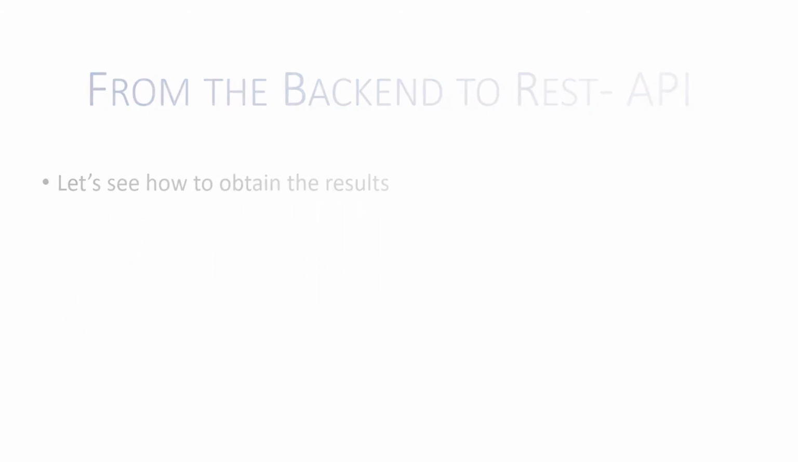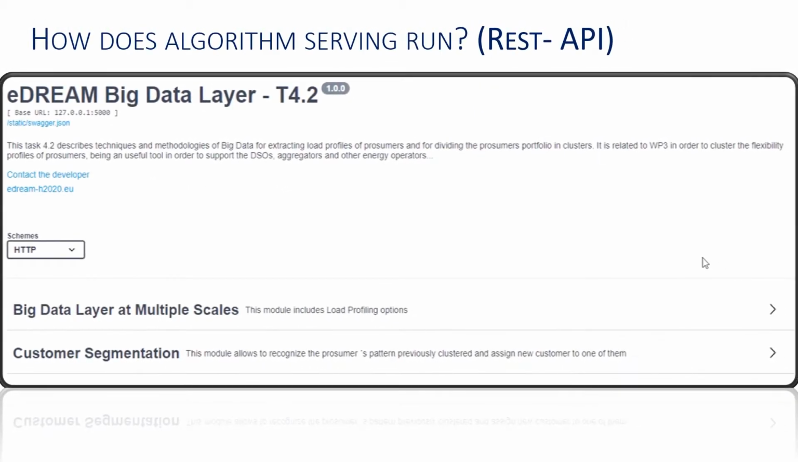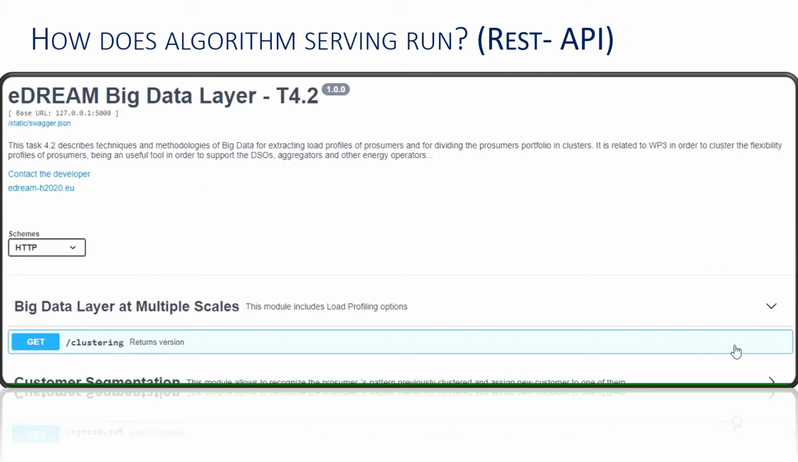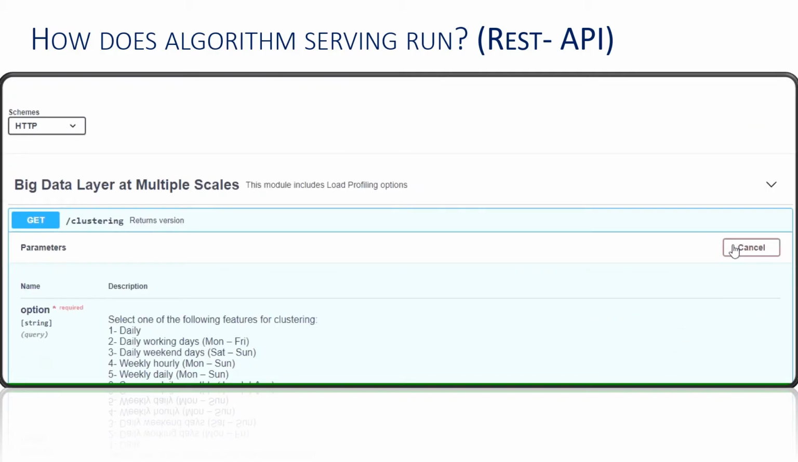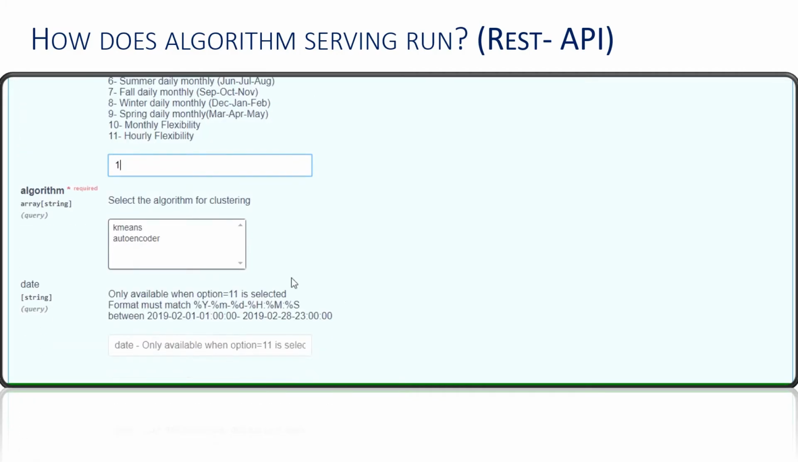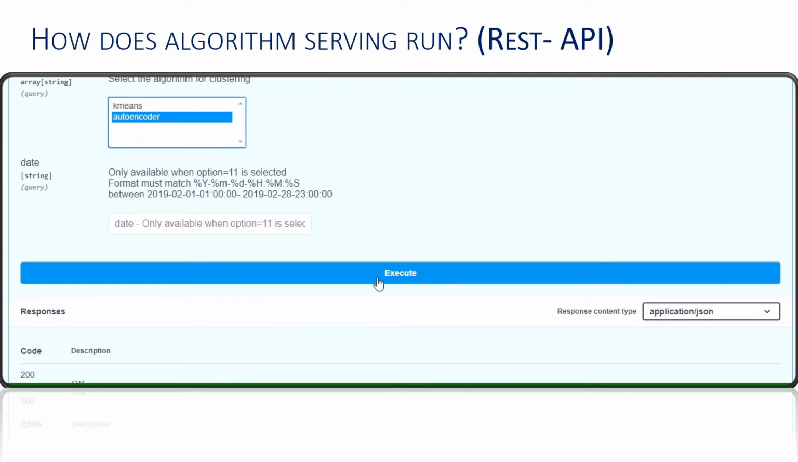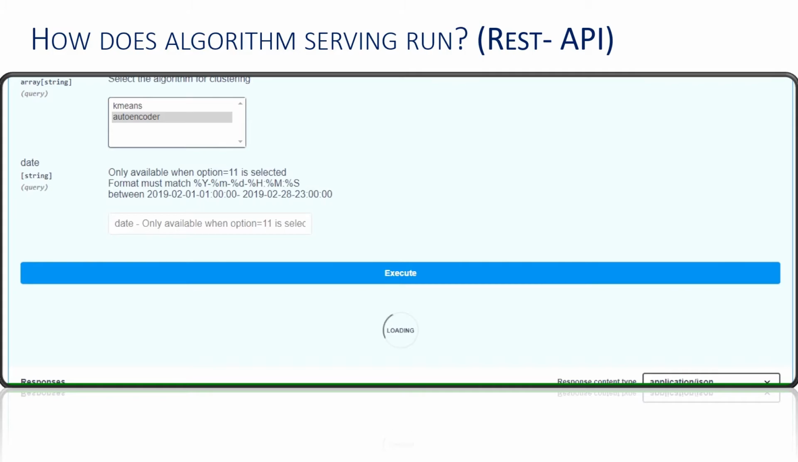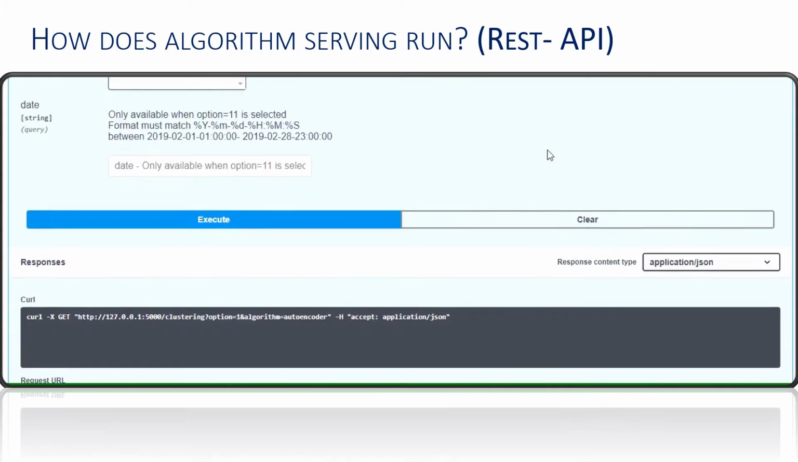The tools presented until now are backend oriented and designed to support machine-to-machine communications. However, these functionalities can also be requested through a REST API. In this first example, we are requesting to the clustering tool to clusterize the whole dataset based on daily profiles.